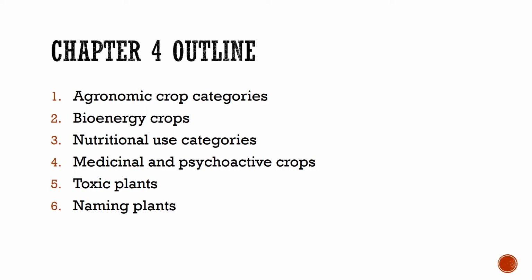Okay, so Chapter 4, a little bit of an outline for you. We're going to look at agronomic crop categories. We'll look at what the difference is between medicinal and psychoactive crops, toxic plants. We'll look at a lot of the nutritional uses and categories of those uses with crops, bioenergy, which is obviously very important in this day and age, and then how we name those crops as well.